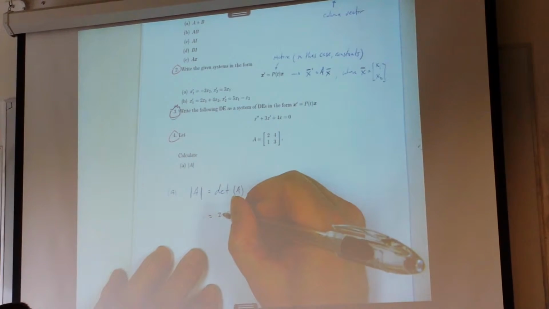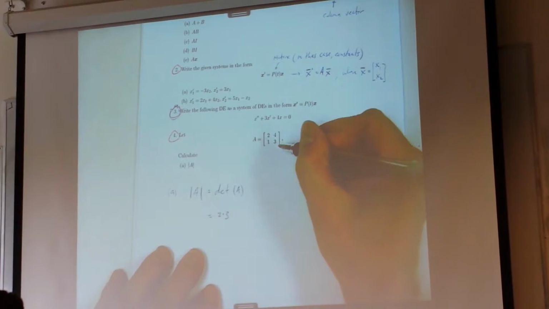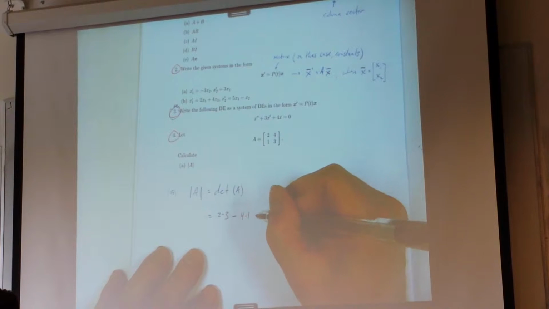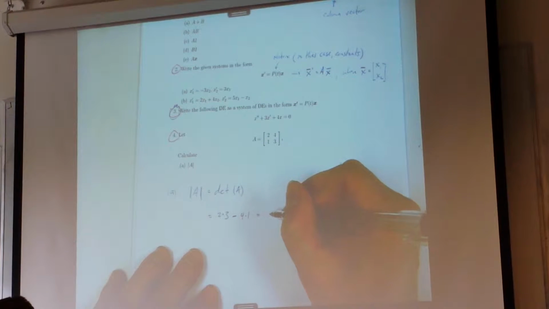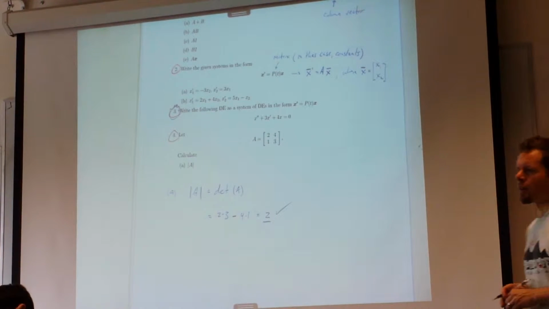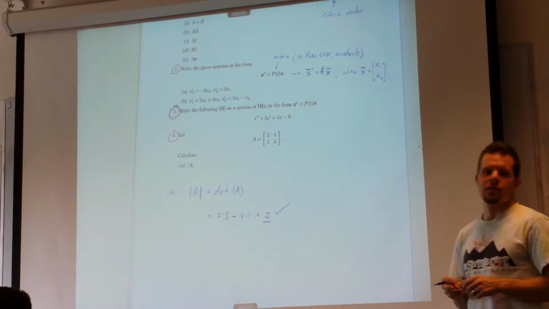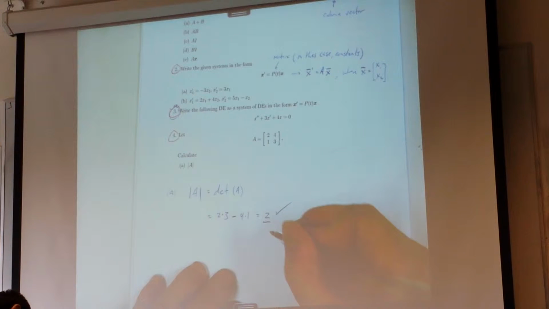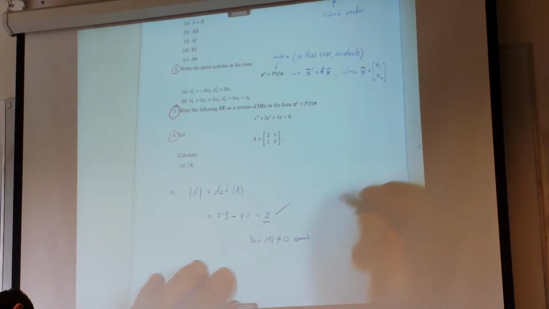AD minus BC, yeah. Right. Product of the main diagonal minus the product of the off diagonal. So we get 6 minus 4, we get 2. Okay, so it's non-zero. That's going to be special. Non-zero determinant means it's what? Non-singular. It has a determinant that does not equal 0, so this matrix would have an inverse. So A inverse exists. You could say it's an invertible matrix.